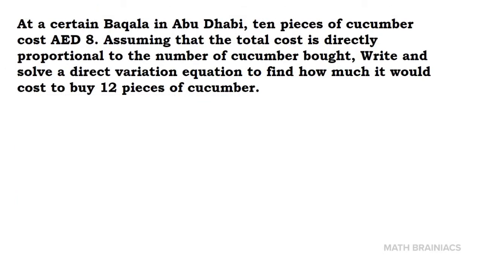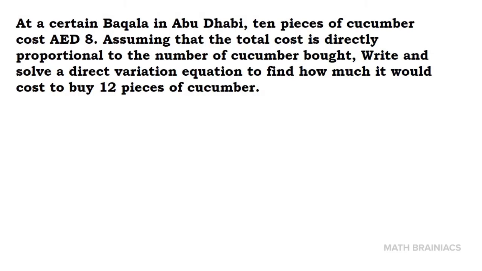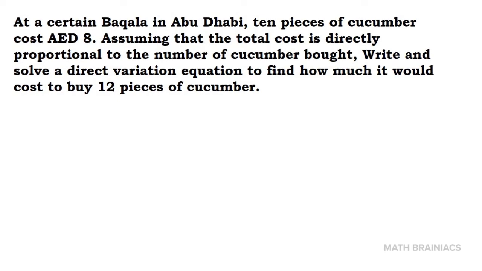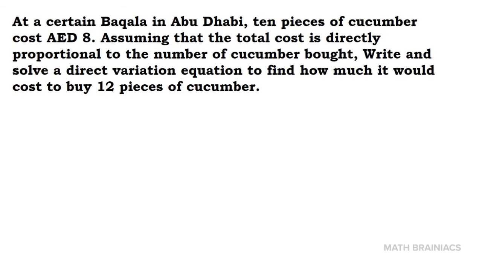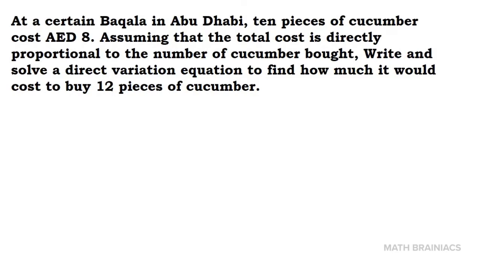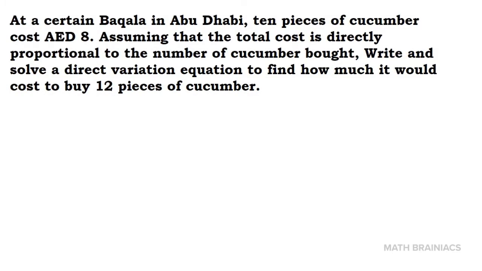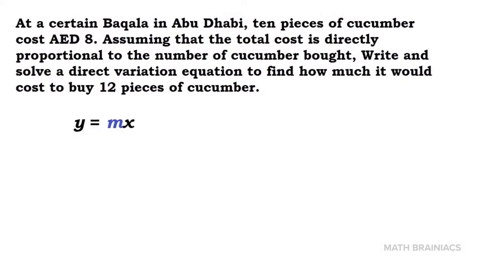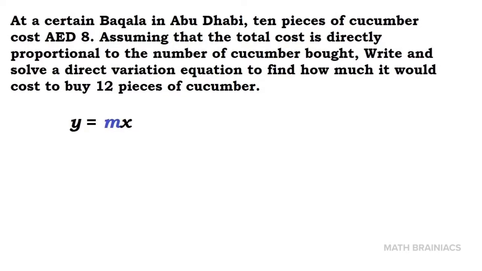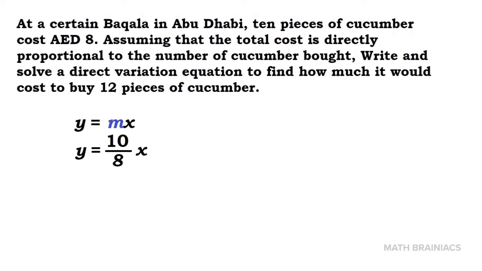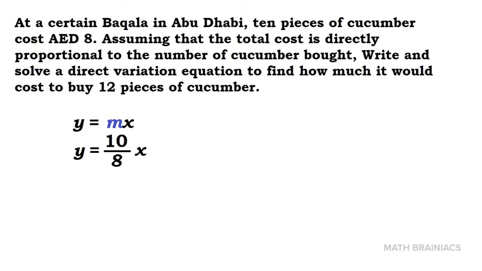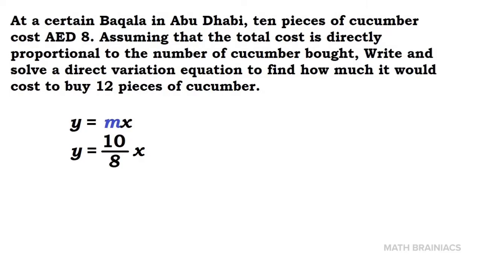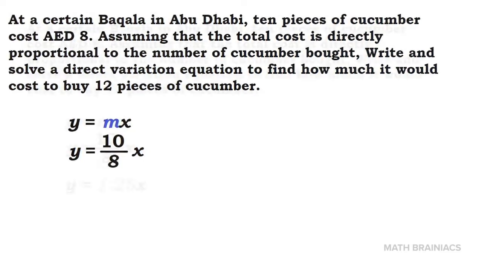Let us work on this example so that you can fully understand the lesson. At a certain bakala in Abu Dhabi, 10 pieces of cucumber cost 8 dirhams. Assuming that the total cost is directly proportional to the number of cucumber bought, write and solve a direct variation equation to find how much it would cost to buy 12 pieces of cucumber. Our equation is y is equal to mx. Since the number of pieces of cucumber is 10 and the cost in dirhams is 8, the slope will become 10 over 8. Accordingly, y is equal to 10 over 8 times x.